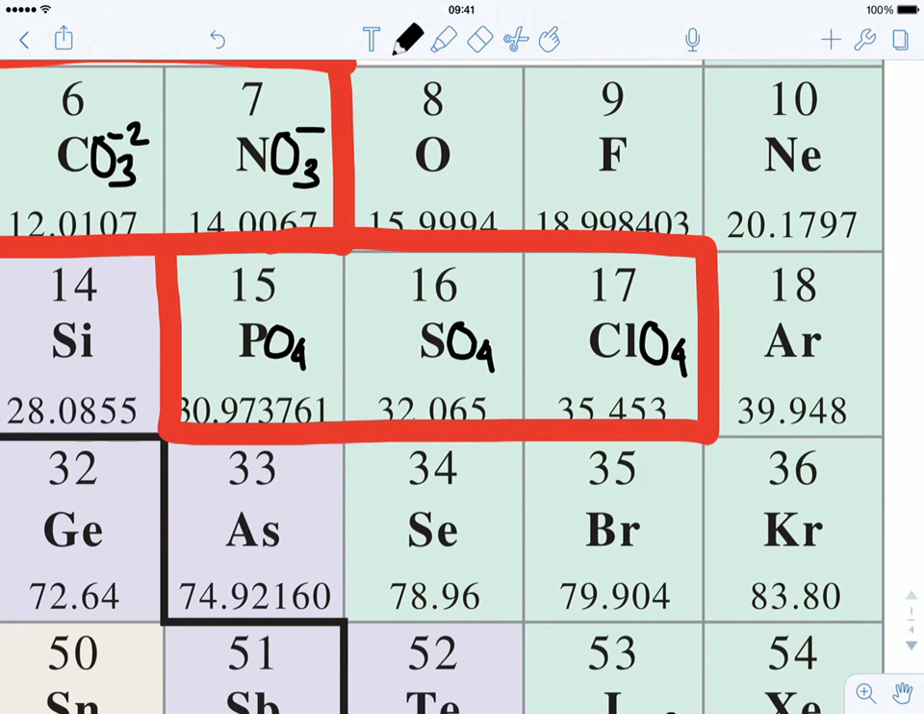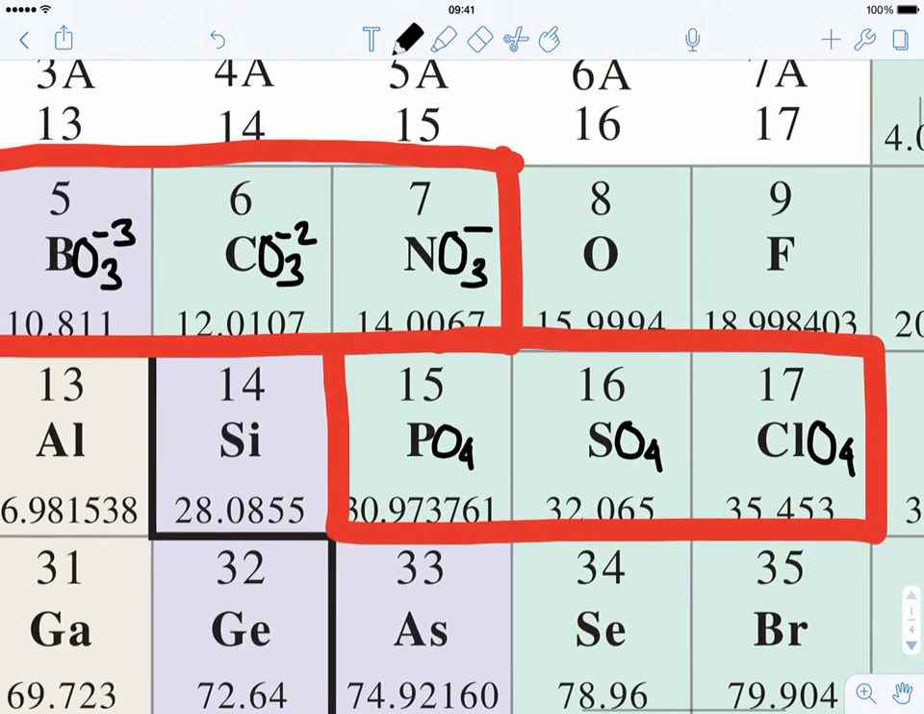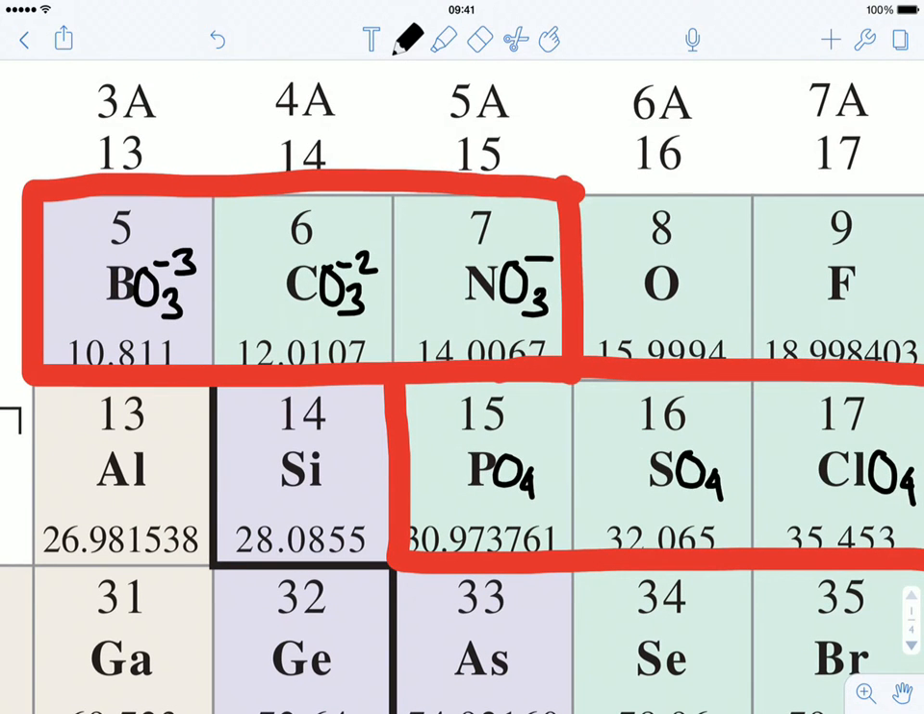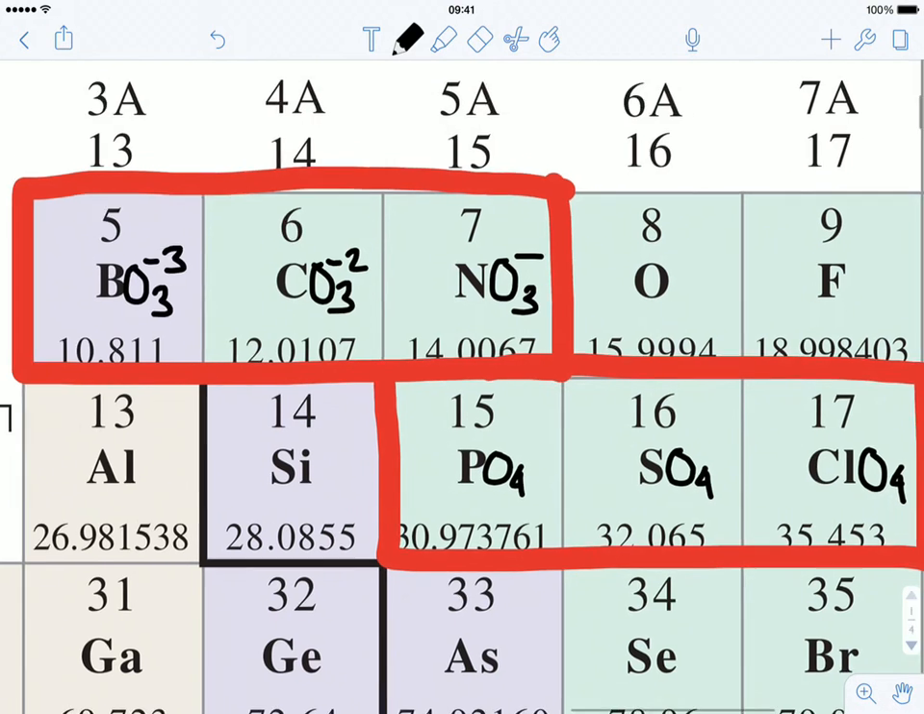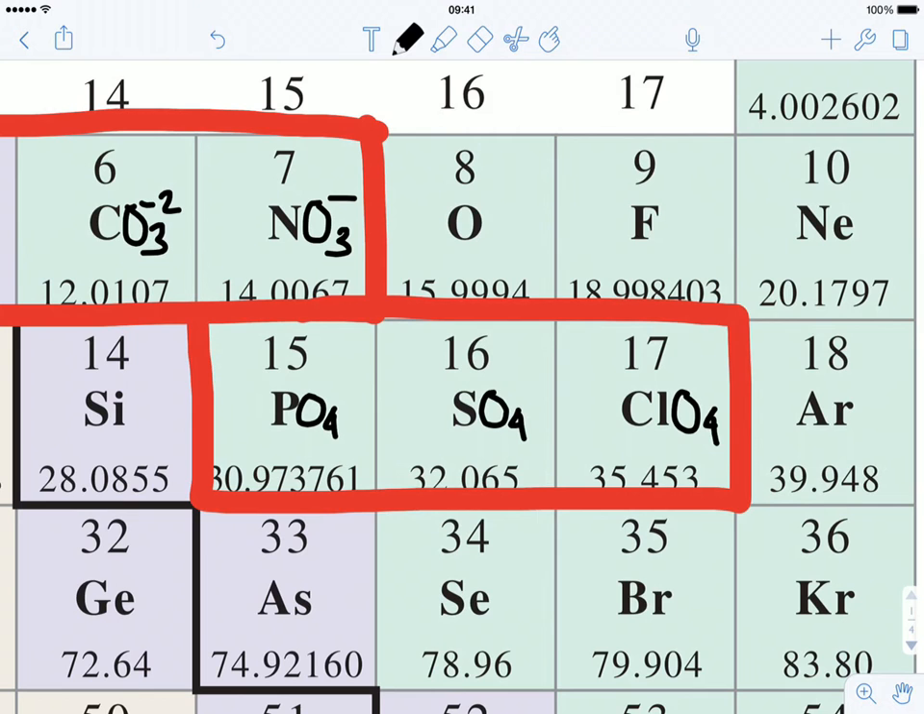So the names of these polyatomic ions would be chlorate, sulfate, and phosphate. They are all the element with 4 oxygens after it. Now, just as with these 3 up here, we had to remember that nitrate has -1, and then we just increase by 1 as we go to the left. We do the same thing with these 3. So the charge of chlorate would be -1, and we just increase by 1 going to the left. So the charge of sulfate would be -2, and the charge of phosphate would be -3.